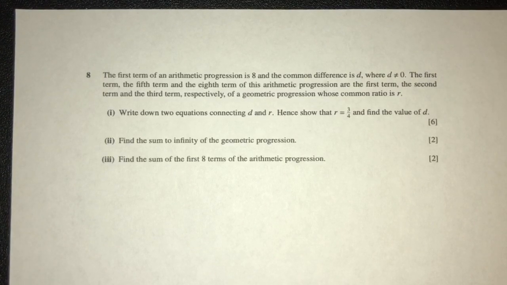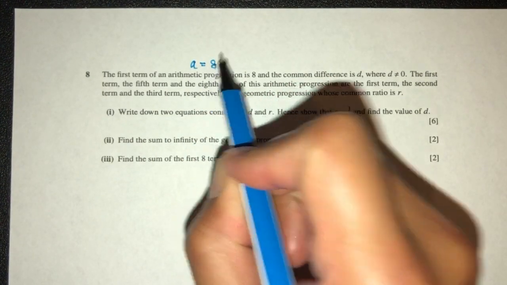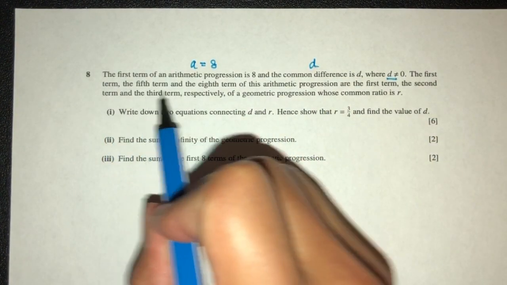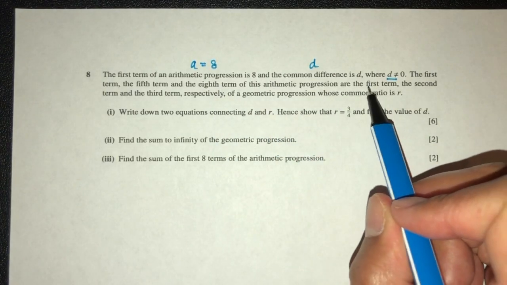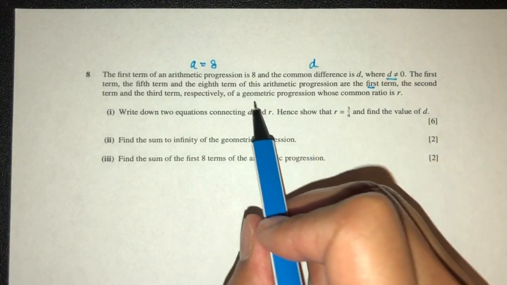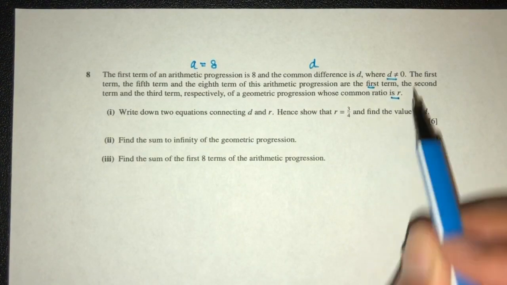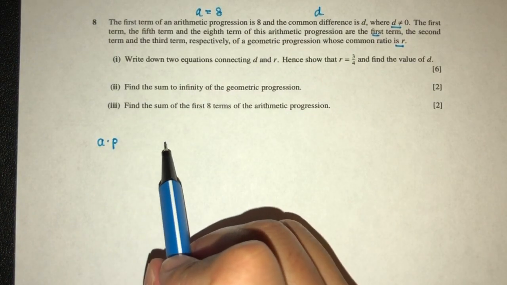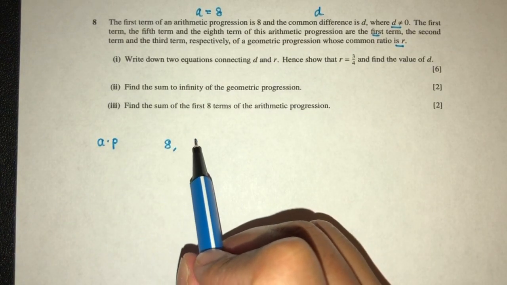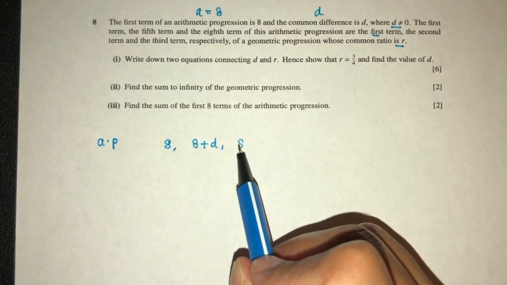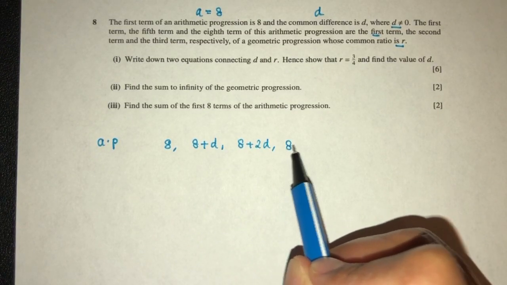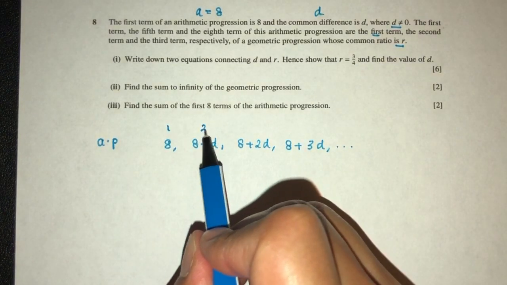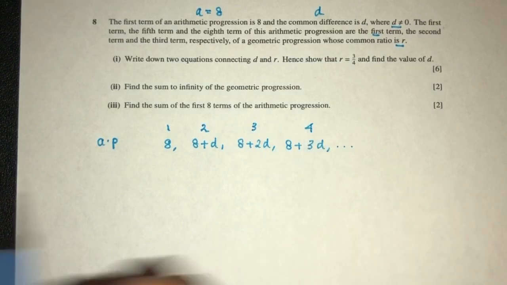The first term of an AP is 8, so we know a has to be 8. And the common difference is d, where d cannot be 0. The first term, the fifth term, and the eighth term of this progression are the first term, second term, and third term of a GP, where the common ratio is r. So let me write this down. This is my AP. The first term is 8. The second term will be 8 plus d. Then we have 8 plus 2d, 8 plus 3d, and so on, right? My first term, second term, third, fourth term.